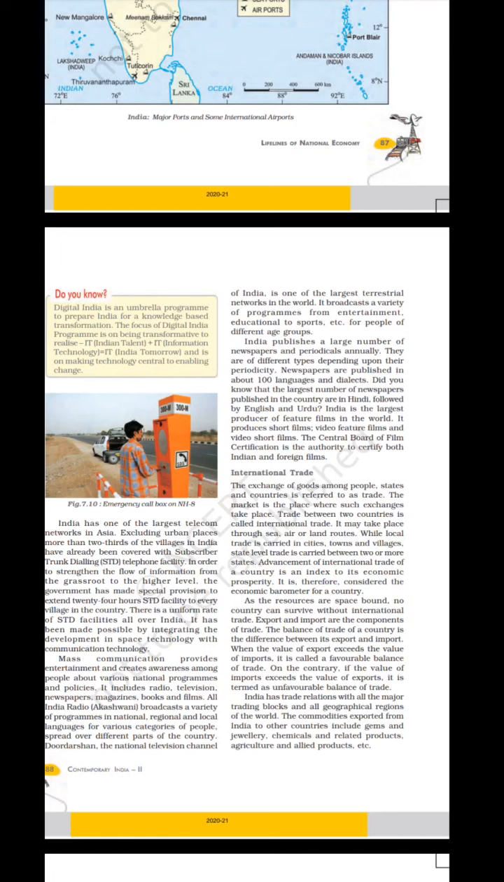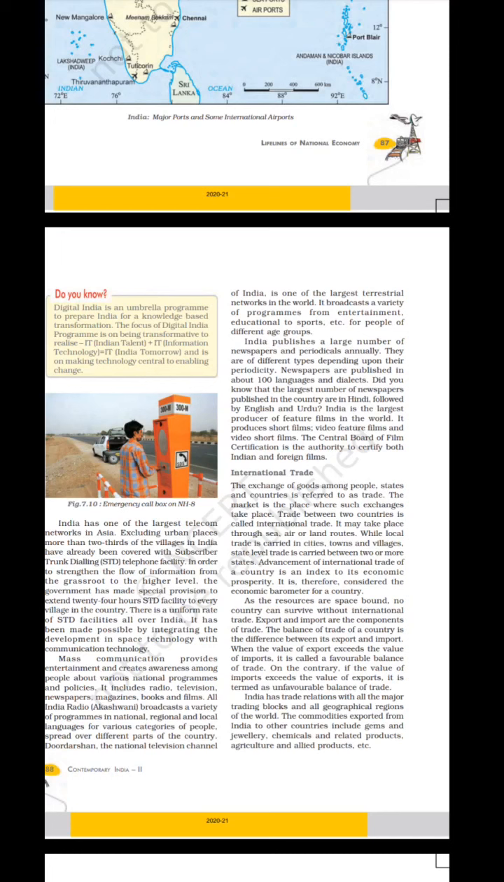There is a uniform rate of STD facilities all over India. It has been made possible by integrating the development in space technology with communication technology. Mass communication provides entertainment and creates awareness among people about various national programs and policies. It includes radio, television, newspaper, magazines, books, and films.